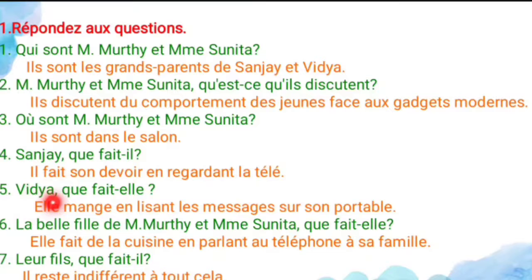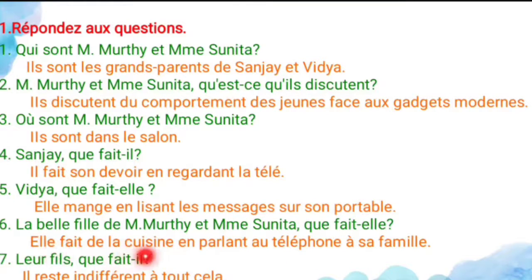And fifth one is Vidya que fait-elle? So Vidya, what does she do? Elle mange en lisant les messages sur son portable. So she is eating by reading the messages on her cell phone. And sixth one is la belle-fille de Monsieur Murthy et Madame Sunita, que fait-elle? So their daughter-in-law, what does she do? Elle fait de la cuisine en parlant au téléphone à sa famille. So she is cooking by speaking on the telephone to her family.